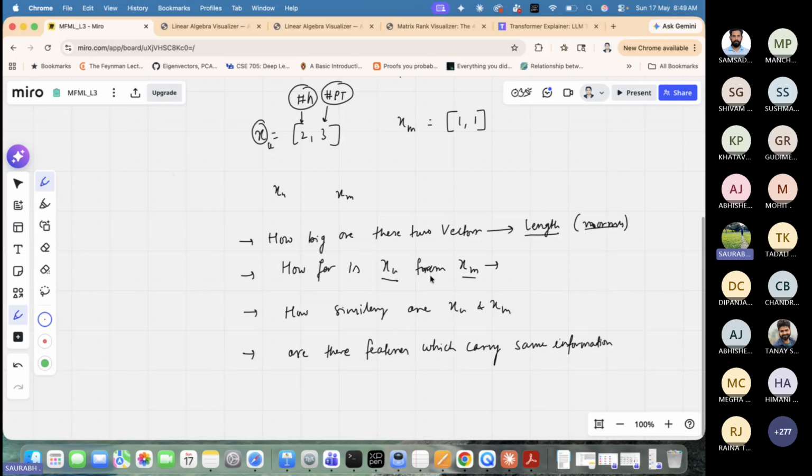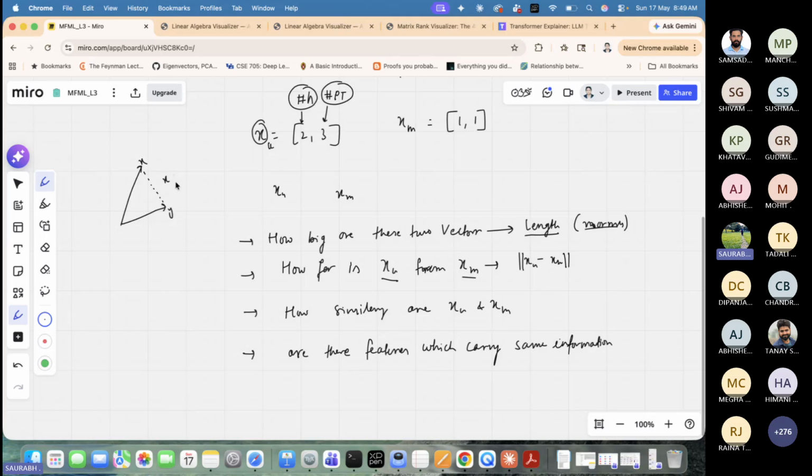Second is how far are xu and xm from each other. So we'll understand the concept of difference between vectors, the difference between xu and xm, and what is the length of that difference. So you will understand the difference between the vectors and the length of that difference vector. Let's say this is the first vector, this is the second vector. If I have to find out how far they are, I should have a way to differentiate them, to take the difference of them, or just do something like this.